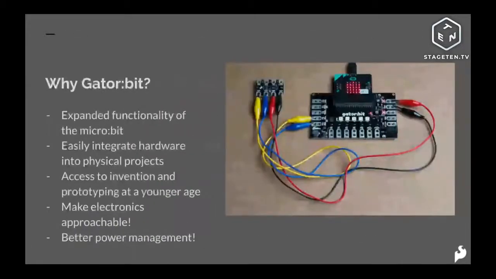So we talked a little bit about this, but why the Gator Bit? The expanded functionality, easy to integrate other hardware into physical projects. So instead of having to physically figure out how to integrate just the Microbit, or if you're breadboarding, how do I get things off of the breadboard and incorporate it into a physical project? The alligator clips allow me to kind of put an LED where I want it. If I want blinking lights on a cardboard dragon, I can put those LEDs in the eyes of that dragon and use alligator clips to attach them rather than have to run wire in a very creative and frustrating way.